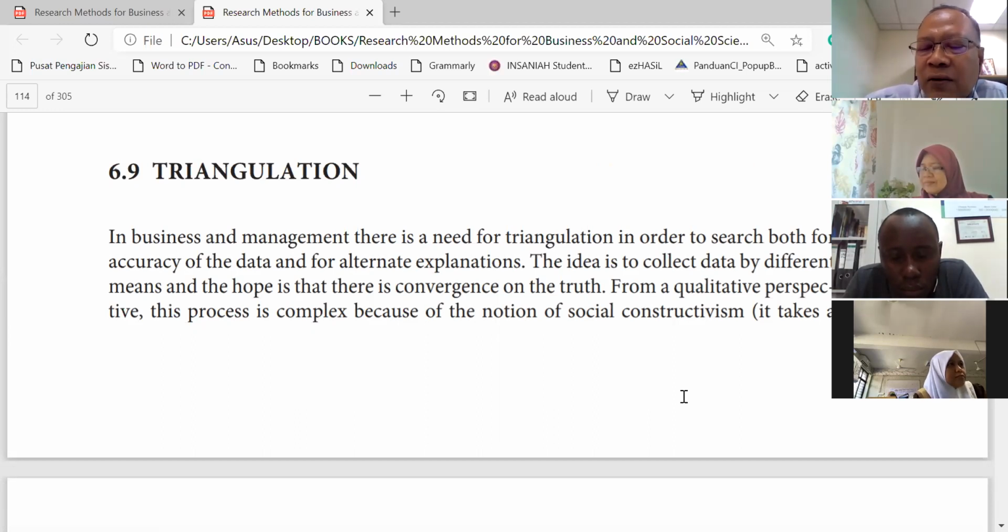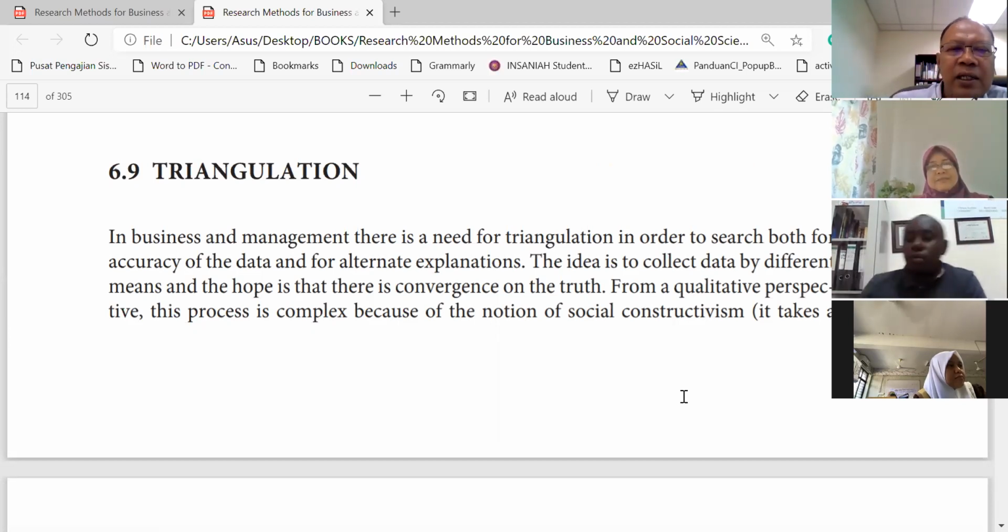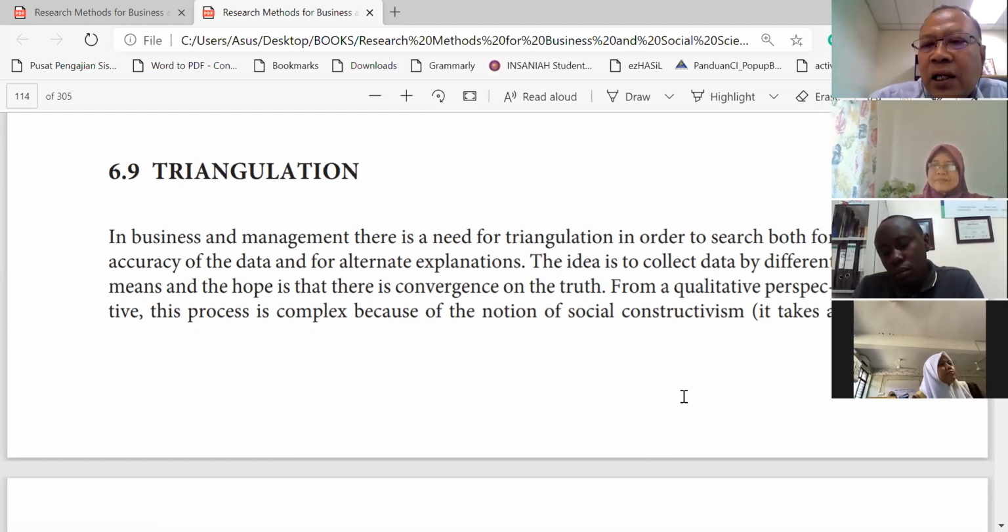So the idea of triangulation is to support the existing data and to provide alternative explanations. So the idea is to collect data by different means, and hopefully we can come up with the same truth or the same finding.